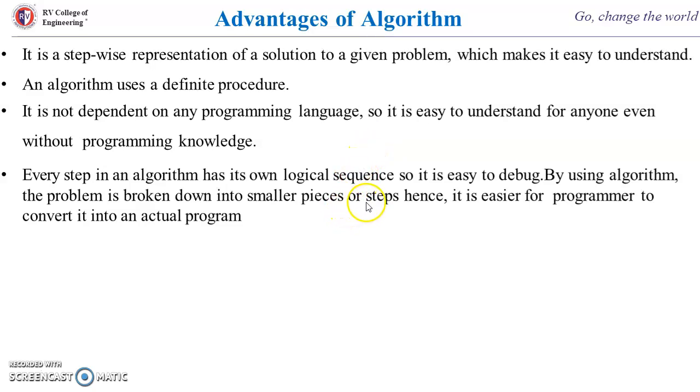And if I have an algorithm, because it has its own logical sequence, it is easy to debug. Debugging means it is easy to correct the errors if I have any error. By using an algorithm, the problem is broken into smaller pieces or steps. Any complex problem would be divided into smaller pieces, or we can say steps, which makes it easy for the programmer to convert that algorithm into an actual program. So these are the advantages of an algorithm.